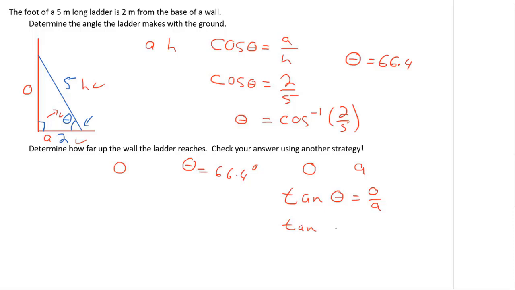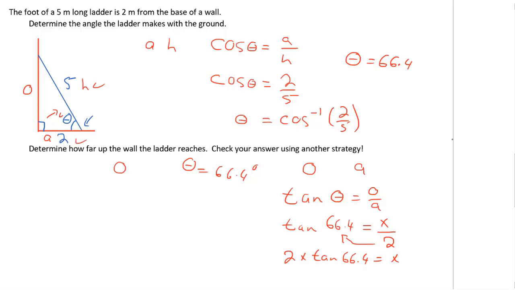We've calculated what theta is, so it's 66.4 degrees. The opposite is what we're looking for. I'll let that be represented by x, and the adjacent is 2. If I cross multiply to move the 2 up to the other side, we get 2 times the tangent of 66.4, and that's going to equal x.